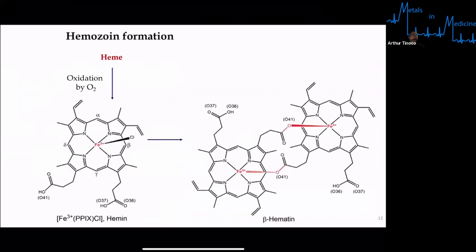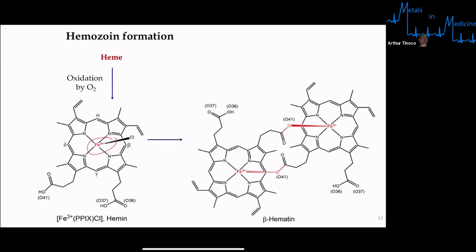All right, so let's talk a little bit about this formation of the hemozoin. So here we have now the heme. It's this particular group here, and now it is capable of being redox active. And so here you see a change of oxidation state, we get now an iron-3 center.